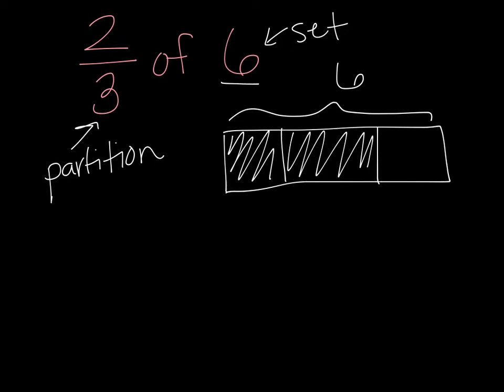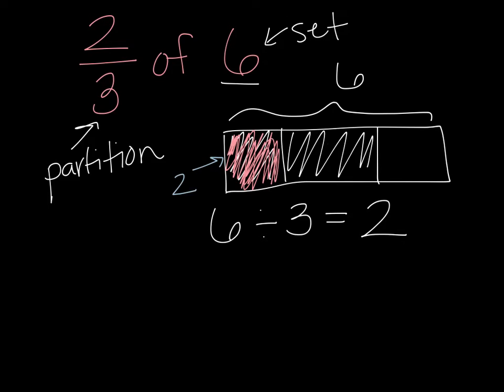So what I will do is I'll take the 6 and I will partition it or divide it into 3 parts. And I will know that each part is equal to 2. So the unit, that first piece, that 1/3, is equal to the number 2. So this part is 2. The next part is 2, and the final part is 2. So if I'm trying to figure out 2/3 of 6, it's like saying I have 2 copies of 1/3, which in this case is 2.